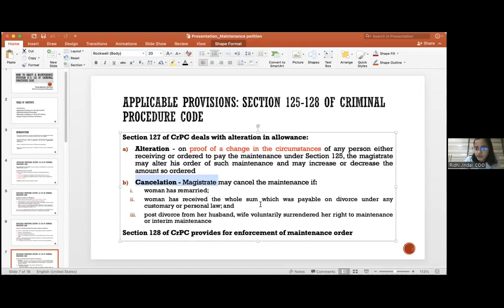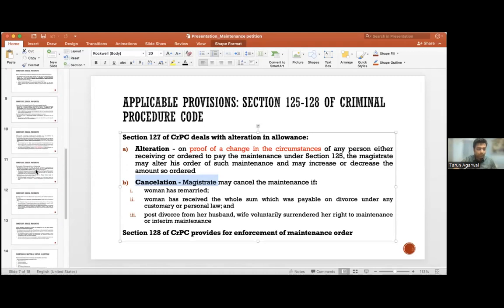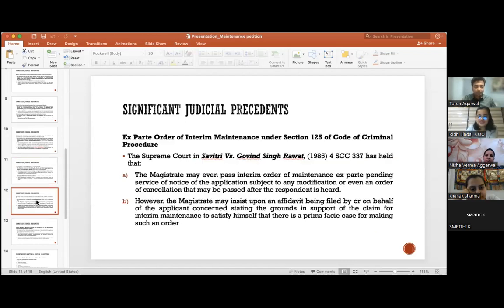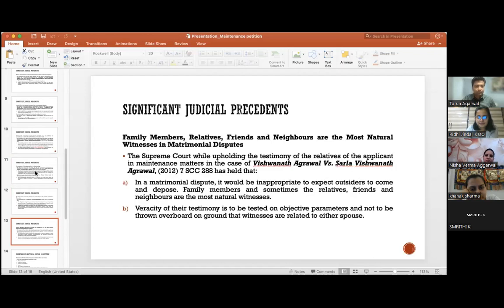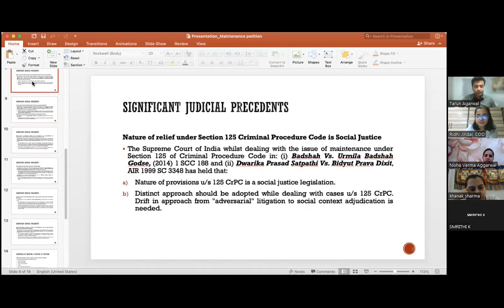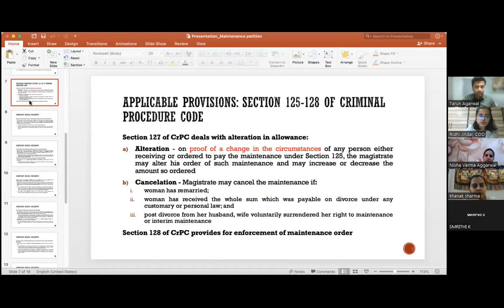Sir, the next question is from Tana. She's asking what documents are required to show that the husband is not supporting anyone else. I'll answer that question with the support of a judgment. The reason I skipped this part, significant judicial precedent, is because I was expecting such questions, and I'm glad Pranav asked this question. Very good question. Just give me a second, I'm looking for the relevant slide.